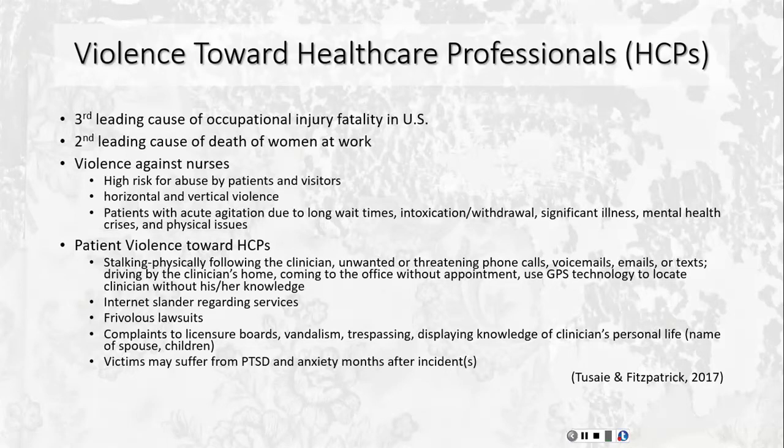Violence toward healthcare professionals is the third leading cause of occupational injury fatality in the U.S. It's the second leading cause of death of women at work. A lot of nurses are at high risk for abuse by patients and visitors. They often experience horizontal and vertical violence. And, of course, violence from patients who are acutely agitated. This could be due to long wait times, intoxication and withdrawal. They have significant illnesses, mental health crises, and physical issues.